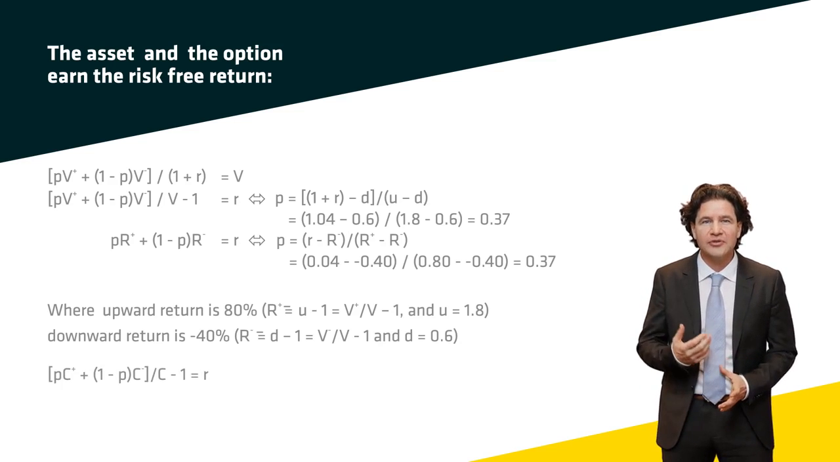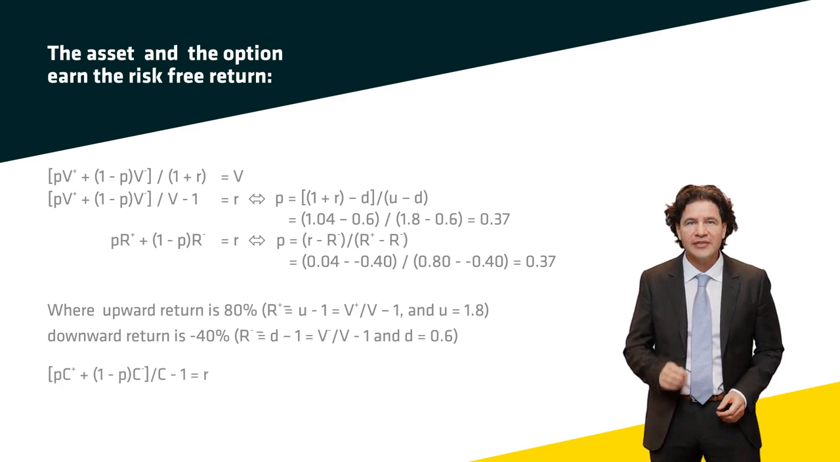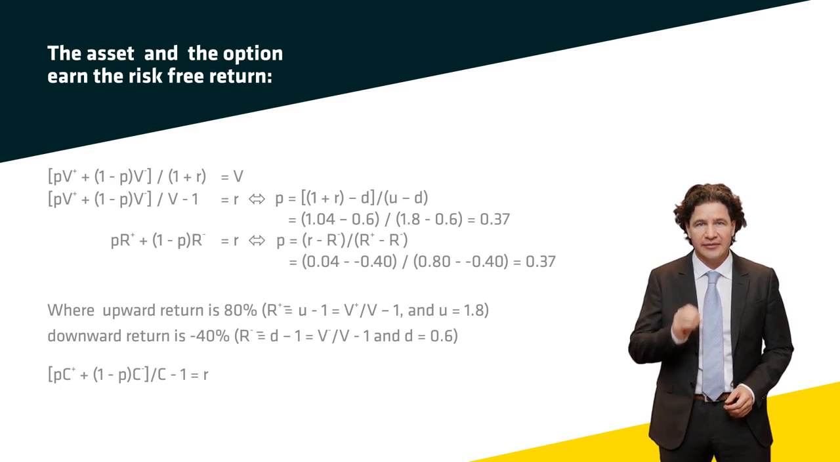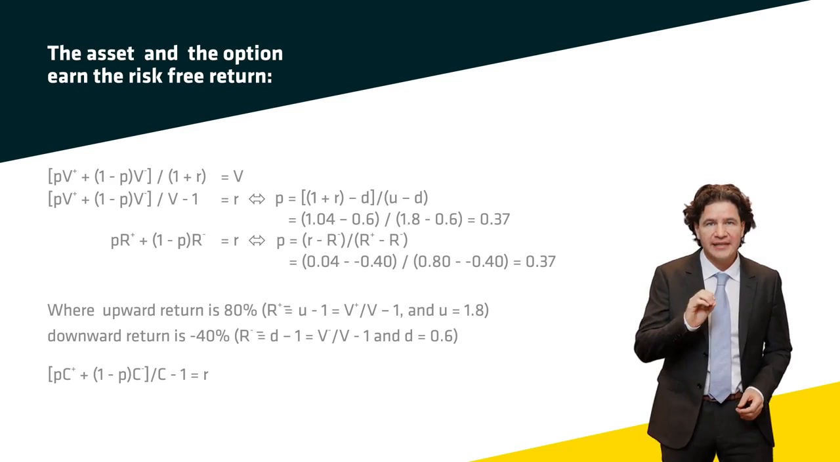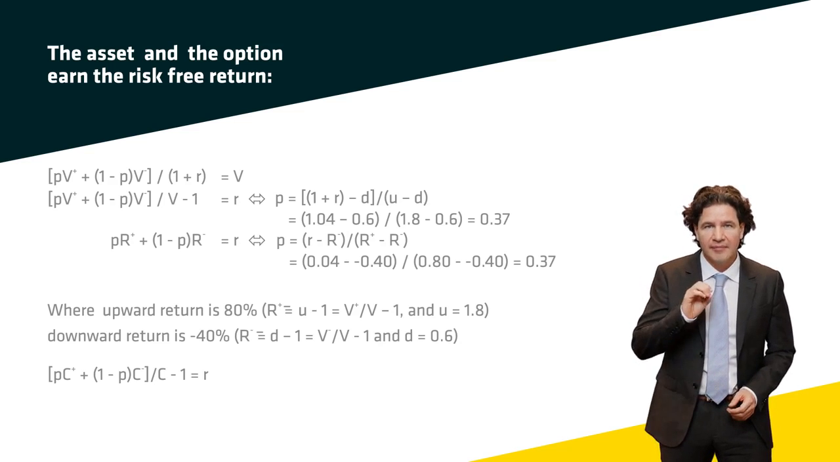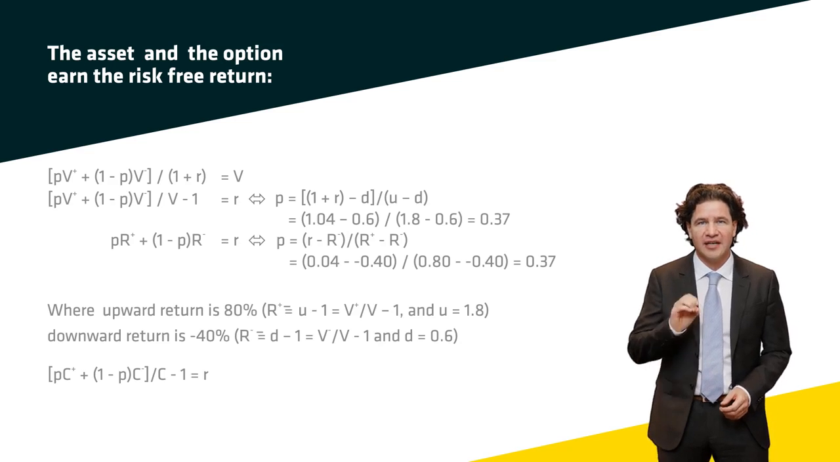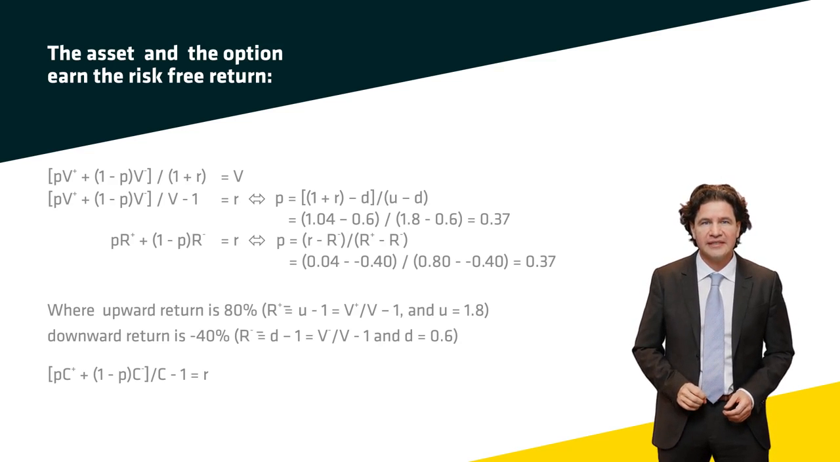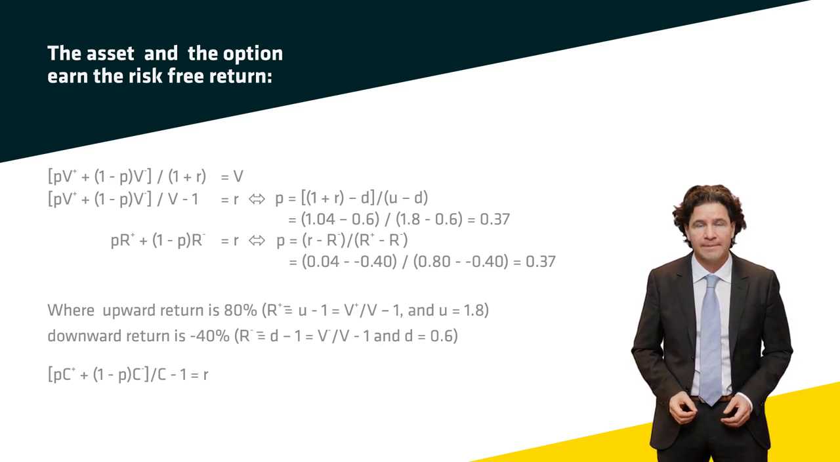Similarly, the expected return on the option must also equal the risk-free rate in a risk-neutral world. So P times C plus, plus 1 minus P times C minus, divided by C, minus 1 should be the risk-free rate R. Rearranging this, we get the earlier expression for the risk-neutral probability.